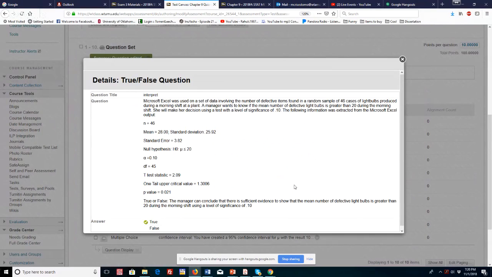Now we want to know what the conclusion is. So we can conclude if we're rejecting the null, we have sufficient evidence to say that the null is not true. So that is a true statement.